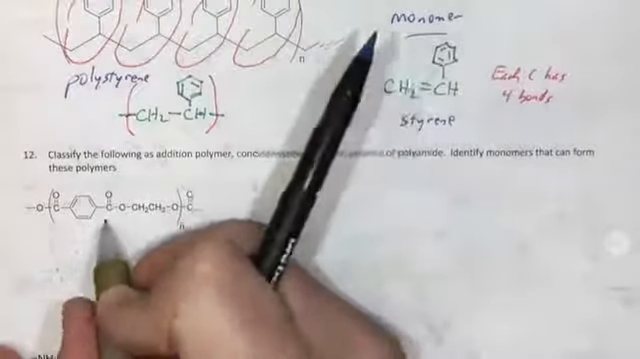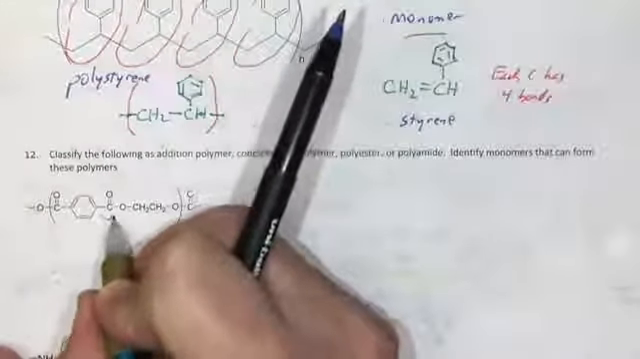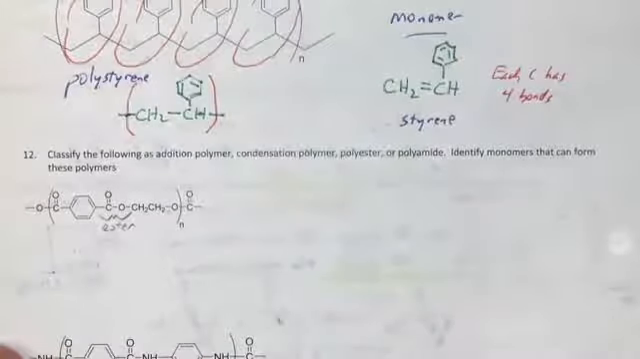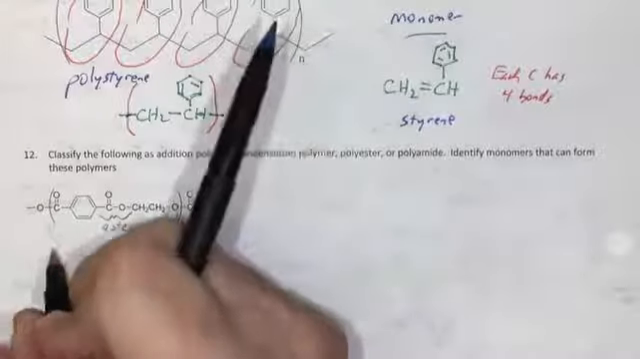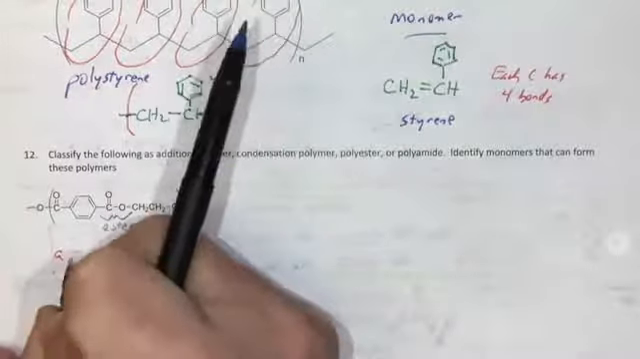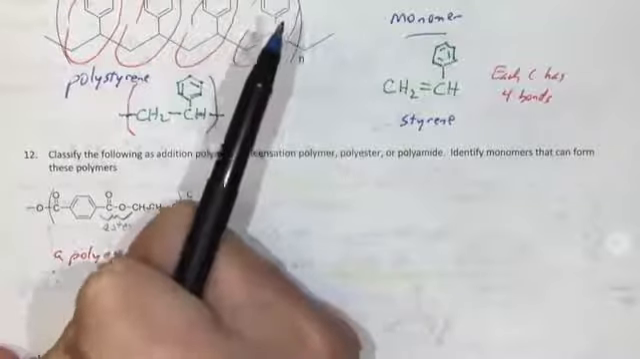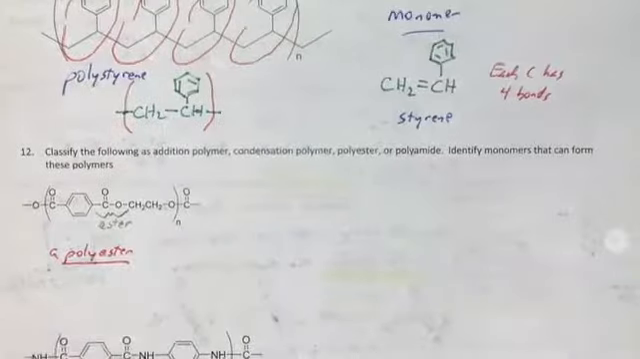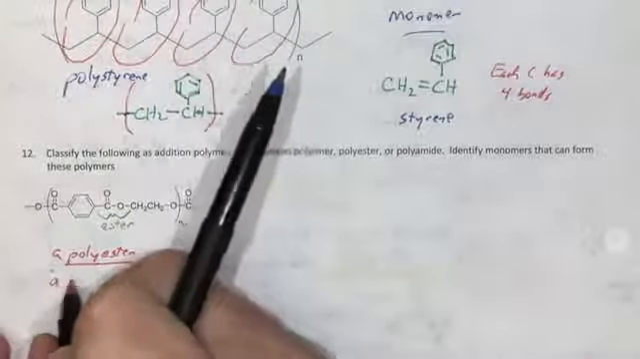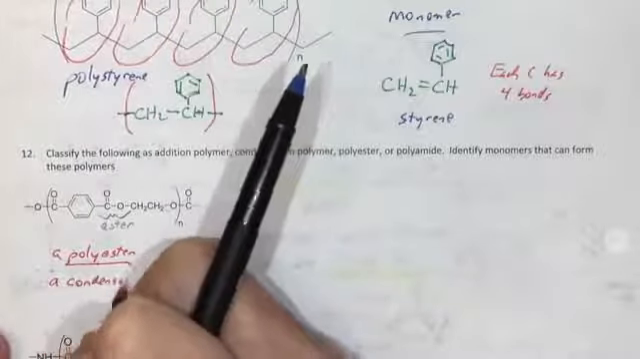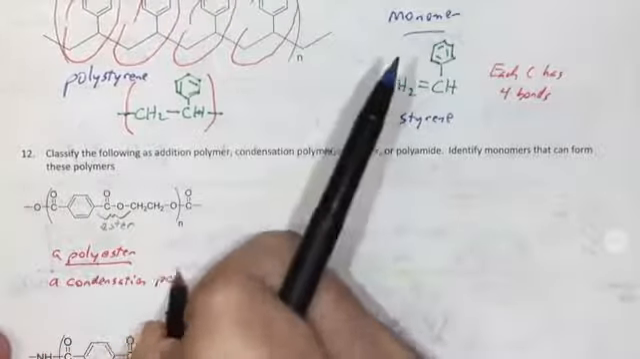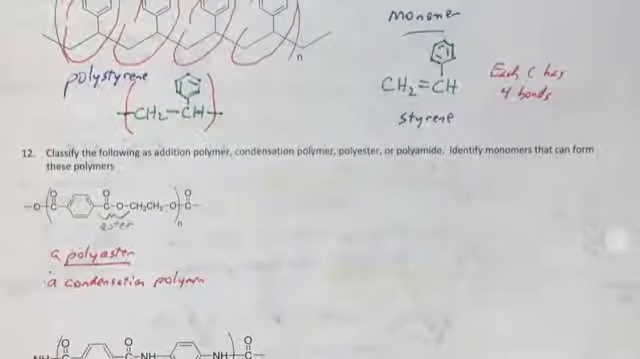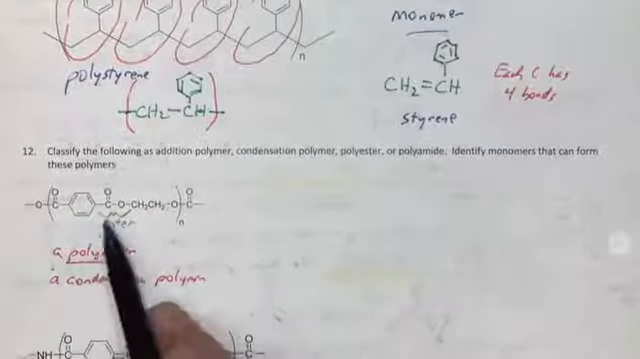And if you look at this, this is what type of linkage? This is an ester linkage. And since that's an ester linkage, that means that this is a polyester. And a polyester is a condensation polymer that was formed from 2 monomers. So here are 2 possibilities.